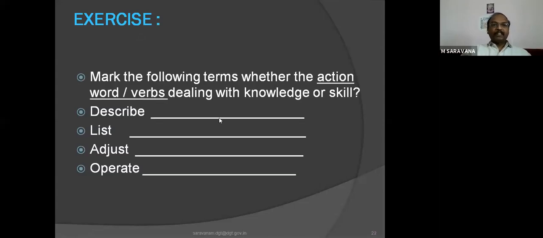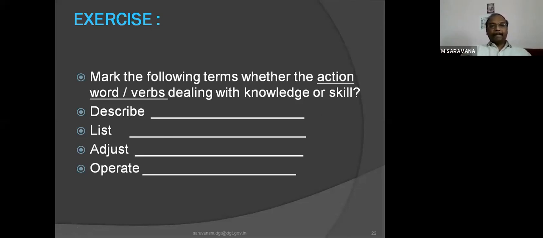So let us see. You have 4 verbs, 4 action words: describe, list, adjust, operate. Tell me which domain each belongs to, knowledge related or skill related. Mark the following terms, whether the action word or verb deals with knowledge or skill. So I have written here describe, list, adjust, operate. Out of these 4 terms, which verb is related to skill and which is related to knowledge? You have to write. You noted?